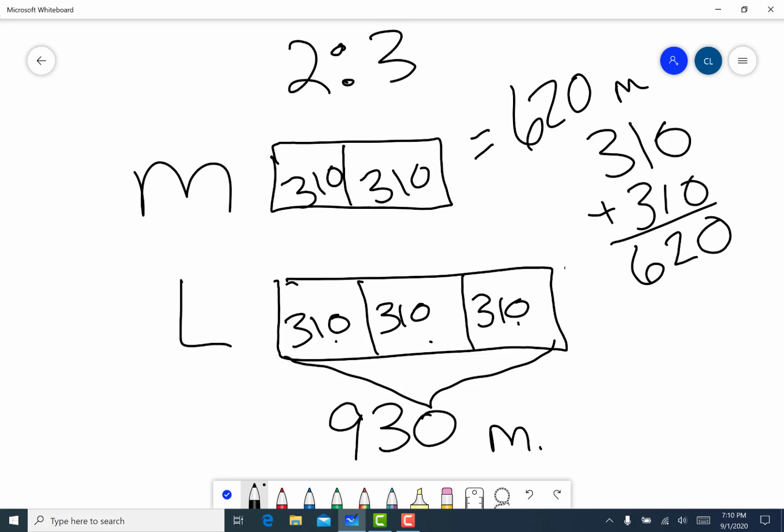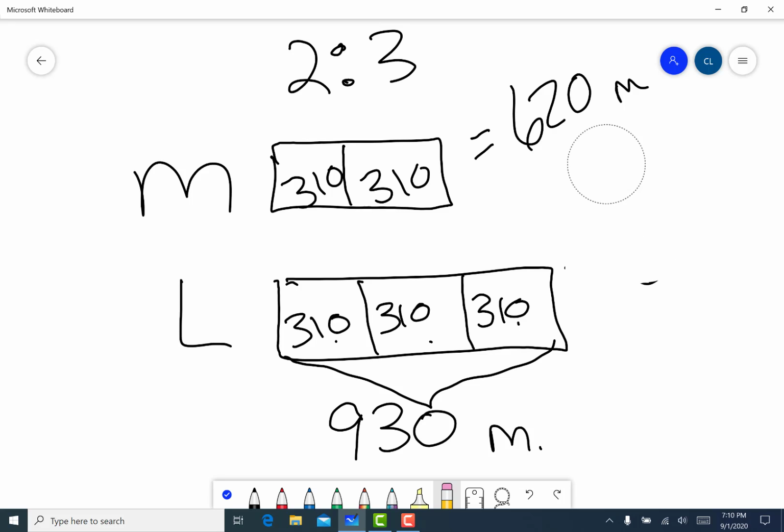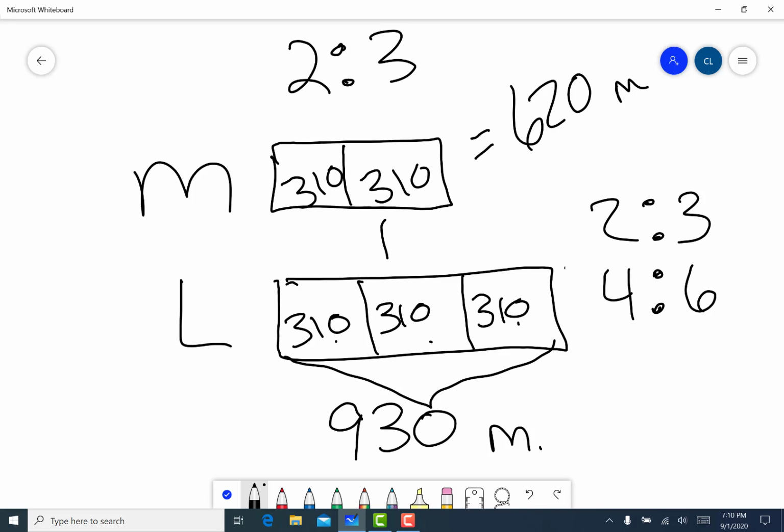All right, so then C says, what ratios can we say are equivalent of 2 to 3? Well, we had 2 to 3 to begin with. And then it said if Mason ran 4 miles, how far did Lainey run? And it ended up being 6. We showed that multiplying both sides by 2 would make it equivalent. But we also know that 6 to 20 and 9 to 30 are equivalent.